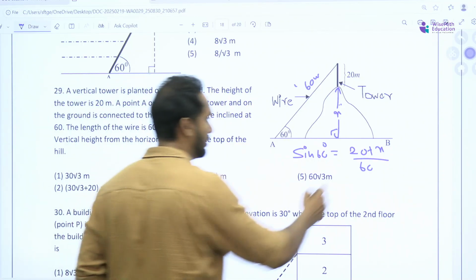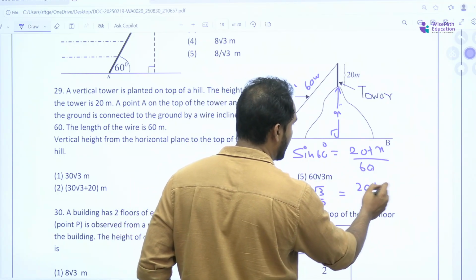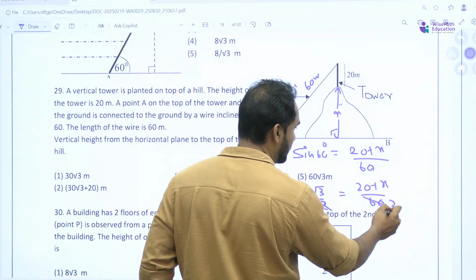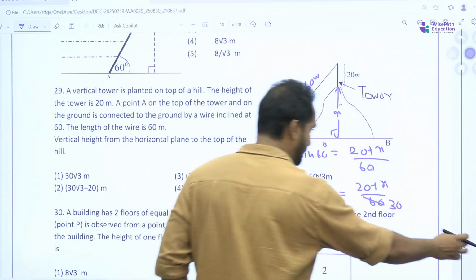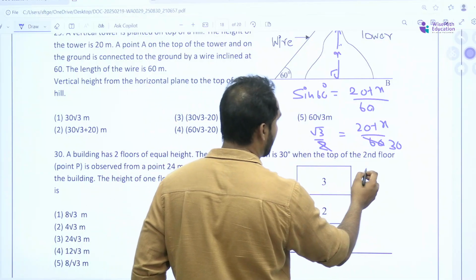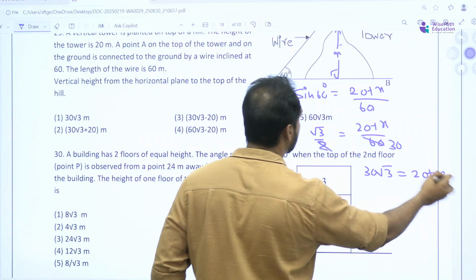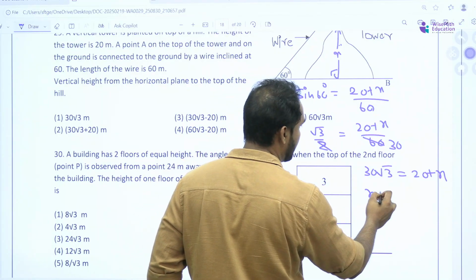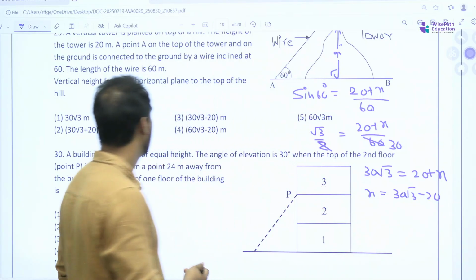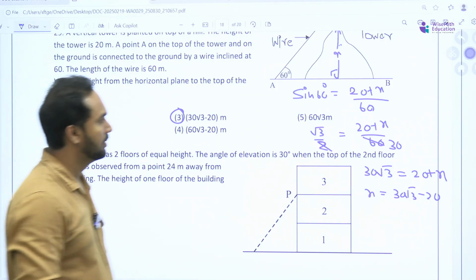So sine 60 is root 3 over 2 equals 20 plus x over 60. Now 2 into 30 is 60, so it cancels out. If you cross multiply it, that will be 30 root 3 equals 20 plus x, and x equals 30 root 3 minus 20. The answer is 3.